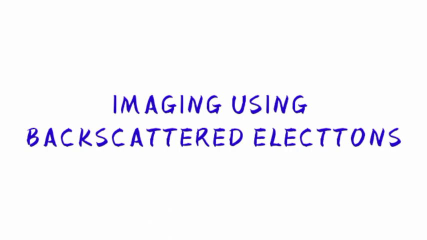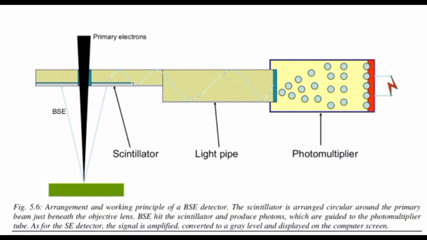Imaging using backscattered electrons. Arrangement and working principle of BSE detectors. The scintillator is arranged circularly around the primary beam, just beneath the objective lens. BSE hit the scintillator and produce photons which are guided to a photomultiplier tube. As for the SE detector, the signal is amplified, converted to gray level and displayed on the computer screen.